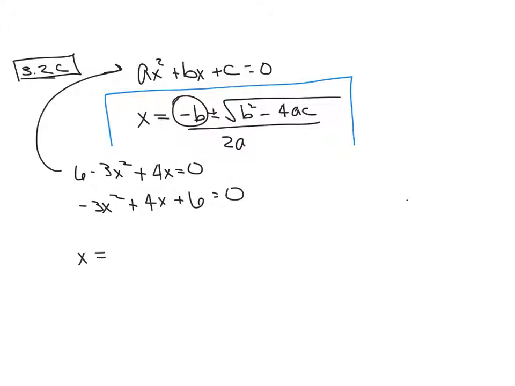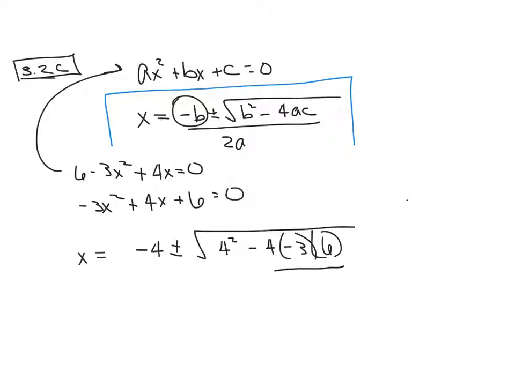Negative b would be negative 4 plus or minus the square root of b squared, which is 4 squared, minus 4. What is a? A is negative 3, and c is 6. And the whole thing is over 2a. A lot of students don't realize that, and they stop it right there. But it is all over 2 times the a value, which is negative 3.